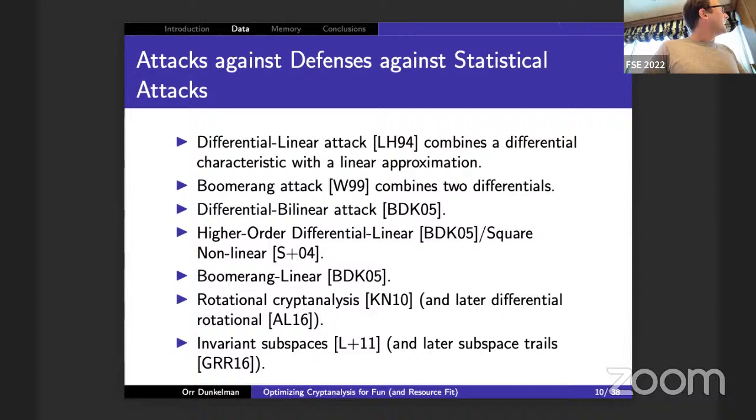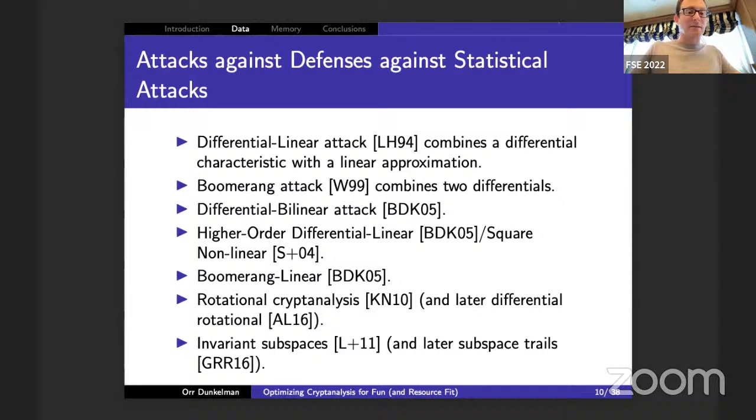And of course, today we have other tools, for example the rotational cryptanalysis or the invariant subspace, which try to go around the problem, using something different from counting the number of active S-boxes. If you try to look at rotations, active S-boxes are not really well defined in that aspect. The same goes for invariant subspaces. And this is how we're trying to attack modern schemes.